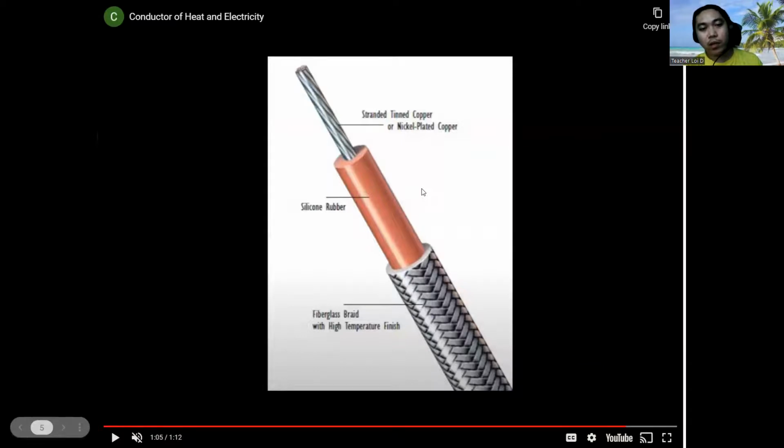Fiber braid with high temperature finish, di ba? So napapakinabangan din naman natin yung mga object na hindi ginagapangan ng kuryente. Okay? Pero kung heat conductivity, hindi natin mapapakinabangan yung objects once na na-expose siya sa heat. Masusunog siya. Pero pag electricity, somehow, mapapakinabangan natin siya.